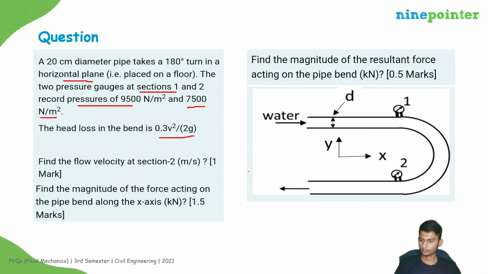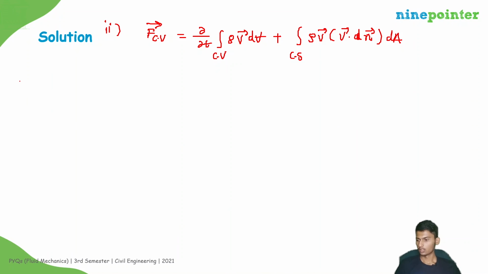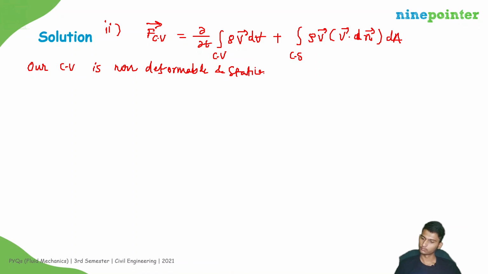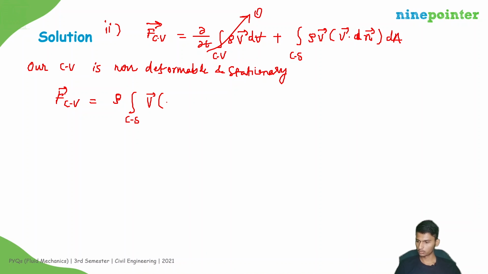So here our control volume is this one. Let us take the control volume as the shape of the tube. This is the control volume. Our control volume is non-deformable, right? And stationary. So this first term will be 0. So we get F bar on CV will be equal to rho into integral over CS of V bar V bar dot n cap dA, right?